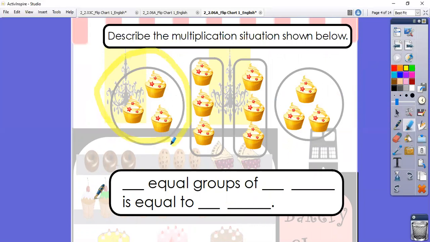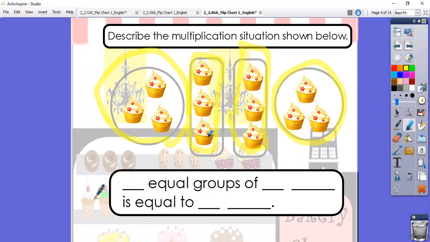I have 1, 2, 3, 4 groups. And I noticed that some of these are circle groups and some of them are these rectangle shapes. Does that make them different? Let me see how much is in each one.